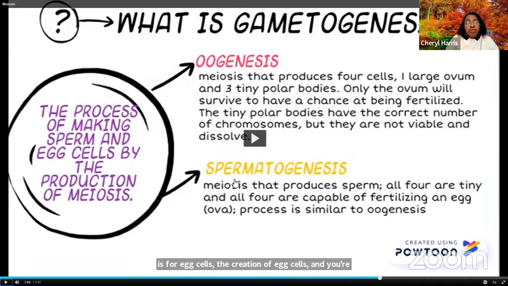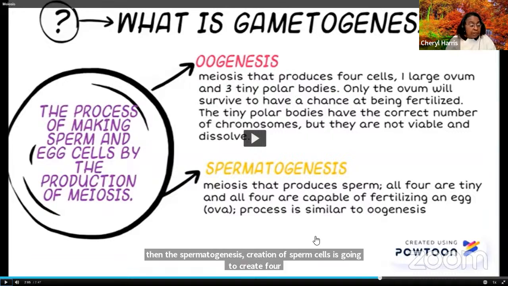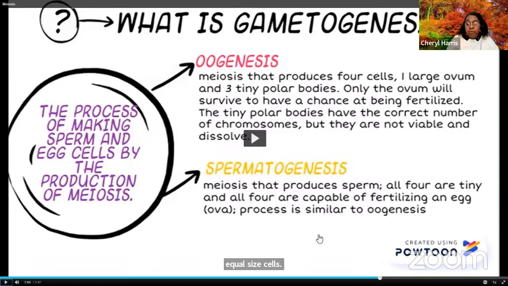And then the spermatogenesis, creation of sperm cells, is going to create 4 equal size cells that eventually will get a tail so that they can move. Okay.